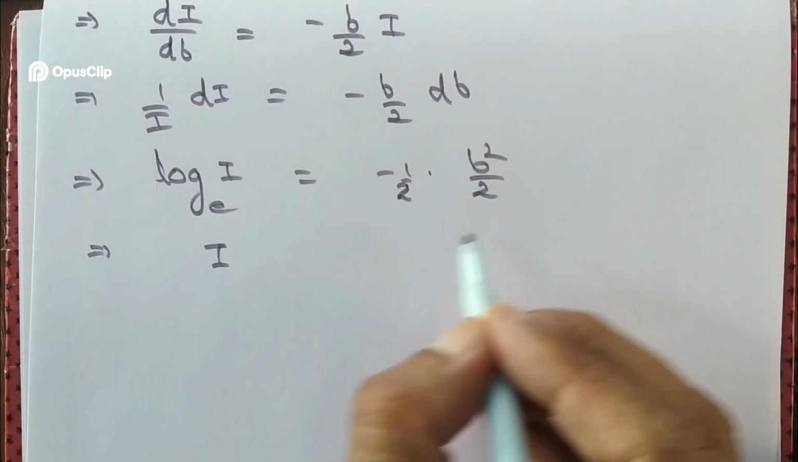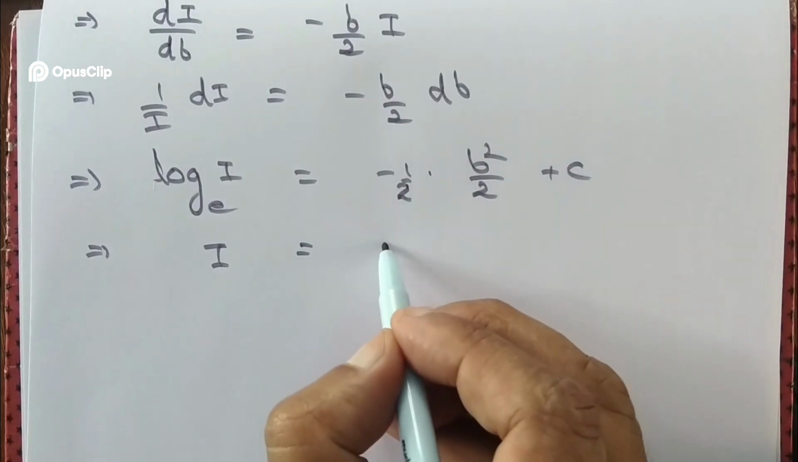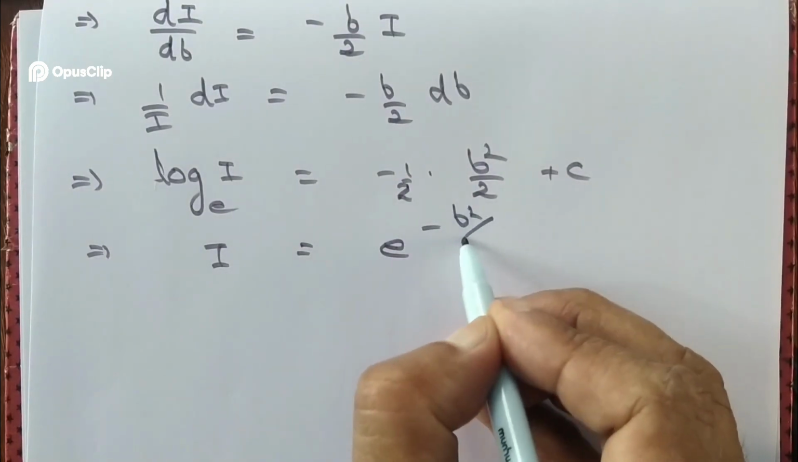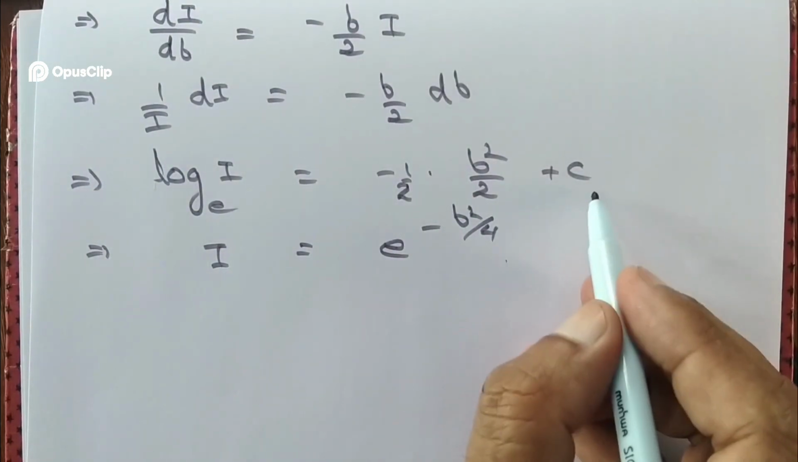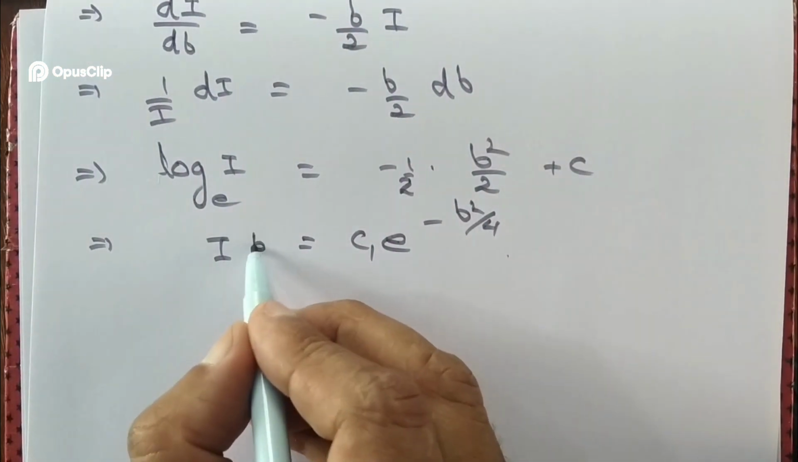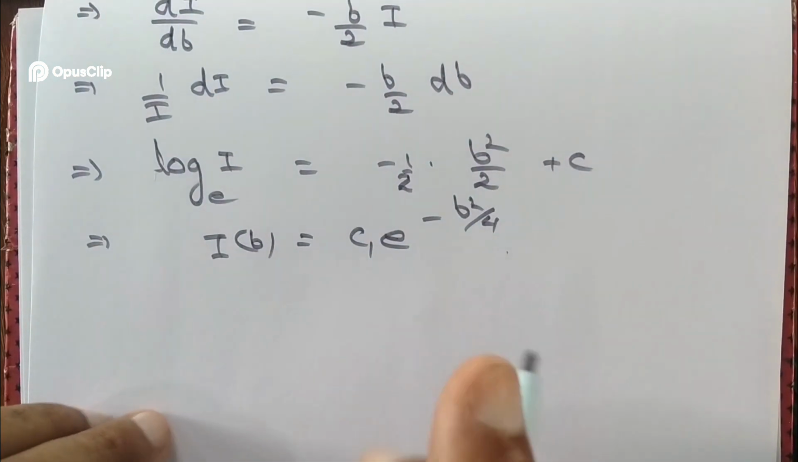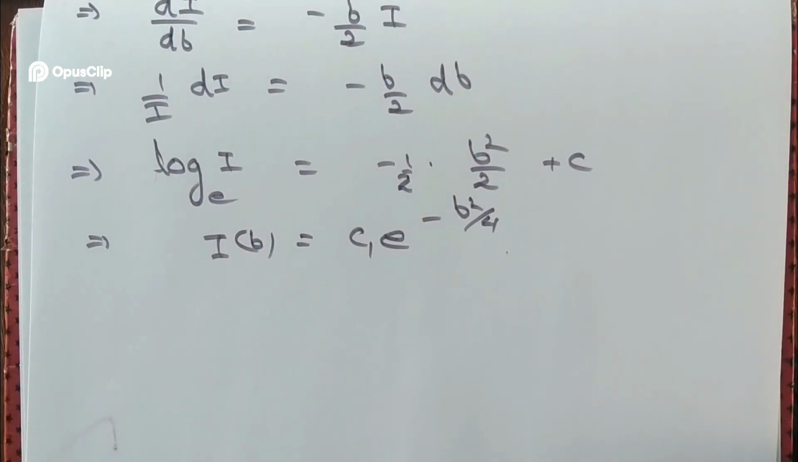So it turns out that, of course with plus some constant of integration, I equals e to the power minus b square by 4 times e to the power constant, that's another constant. So I(b) turns out to be constant times e to the power minus b square by 4. Can we evaluate this constant? Of course, yes.